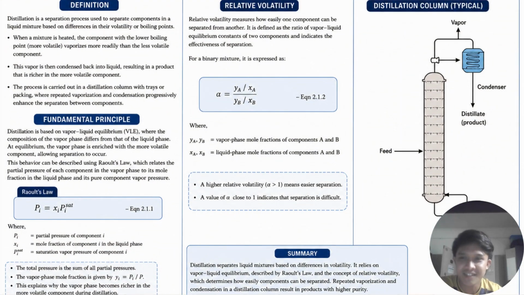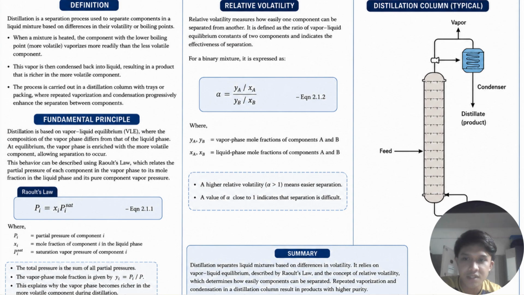This slide explains the theory of distillation, which is the main separation process used in this experiment. Distillation is a method used to separate the components of a liquid mixture based on the difference in their boiling points, in other words, their volatility. When the mixture is heated, the component with the lower boiling point, which is the more volatile component, vaporizes first. The vapor then flows to the condenser where it is cooled, and the less volatile component remains at the bottom of the column.